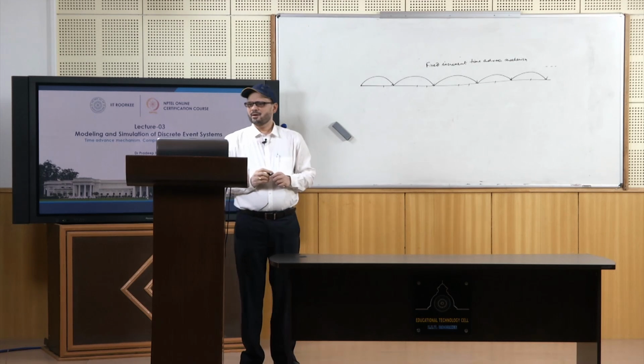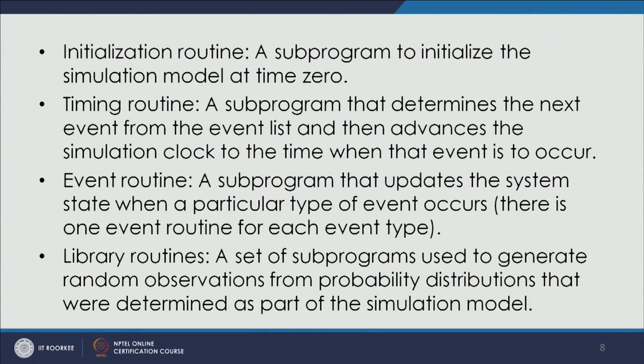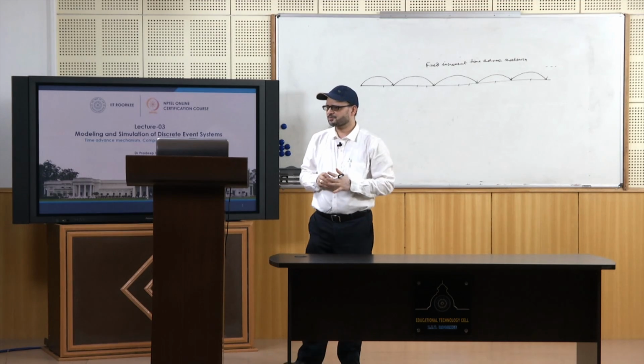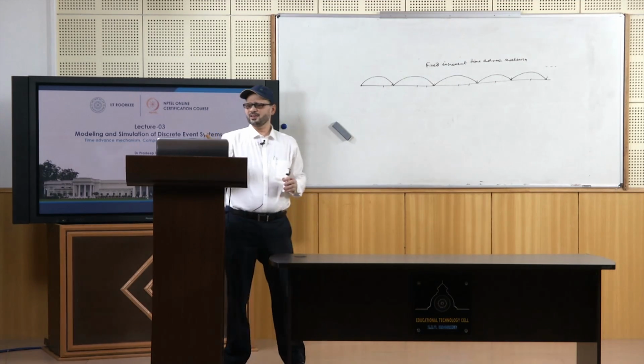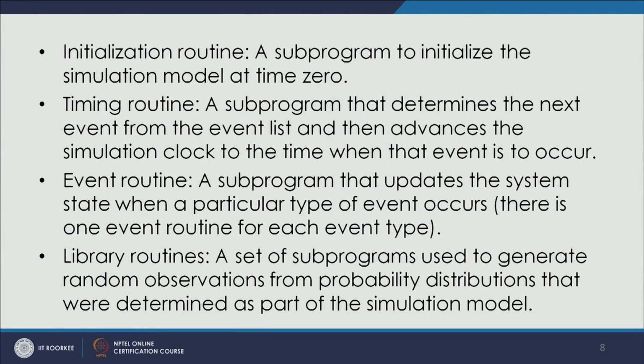Timing routine. The subprogram that determines the next event from the event list and advances the simulation clock to the time when that event is to occur. So, it will tell about the next time at which the event is to occur. Similarly, you have the event routine. The subprogram updates the system state when a particular type of event occurs. So, in this case it is updating about the event type which occurs.